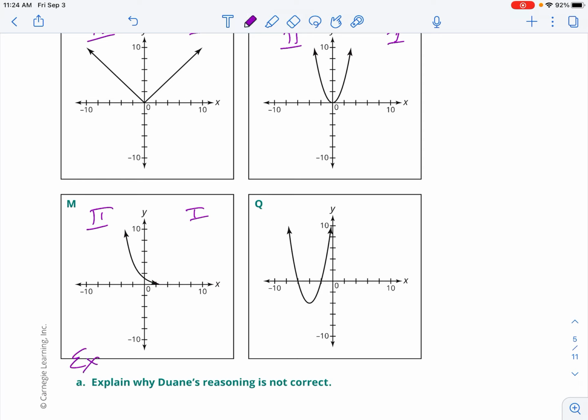This graph gets a special name, which we call an exponential graph. That is its official name. And our eyes are going down, so we say it's decreasing, okay? But it is still only in 2 quadrants, so far Dwayne is correct.